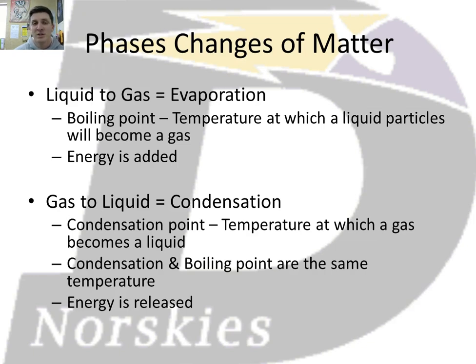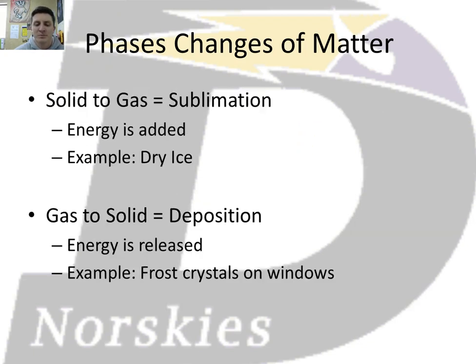Examples of condensation: when you wake up and the grass is wet, that's water vapor condensing onto the grass due to temperature change. If you ever had a soft drink or a soda bottle that, as they call it, sweats, that's actually condensation on the soda bottle. So we'll look at plenty of examples of these phase changes.